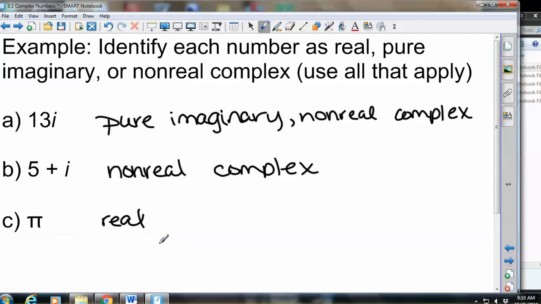So if it's pure imaginary, will it always be non-real complex? Yes. Non-real complex is just anything that has an i in it. So pure imaginary will always also be non-real complex. Other questions?